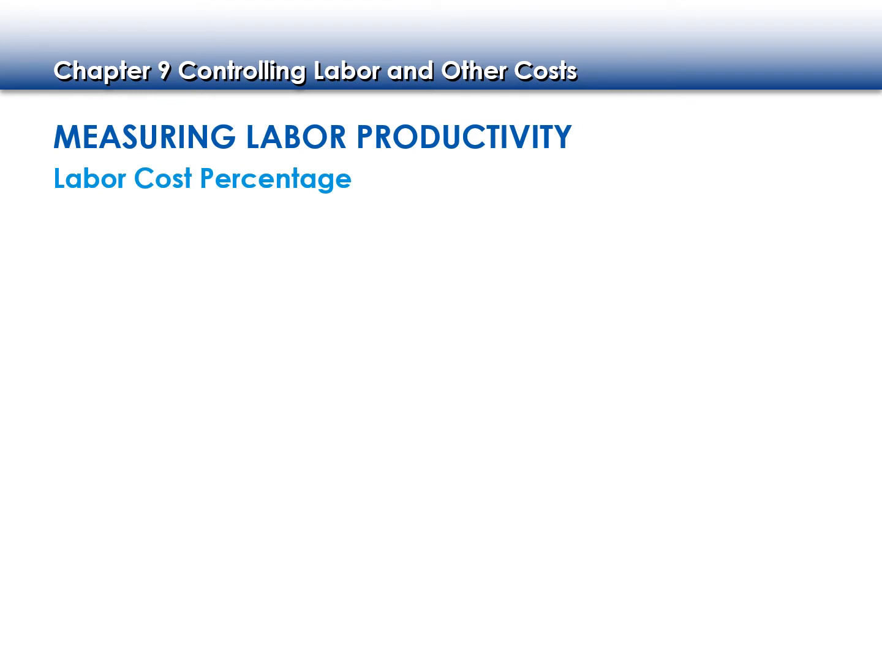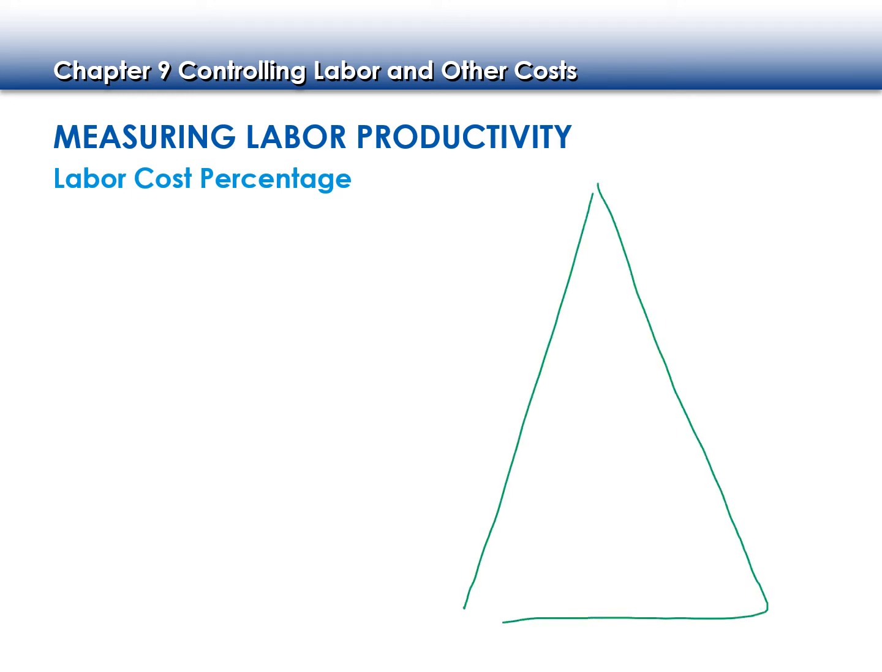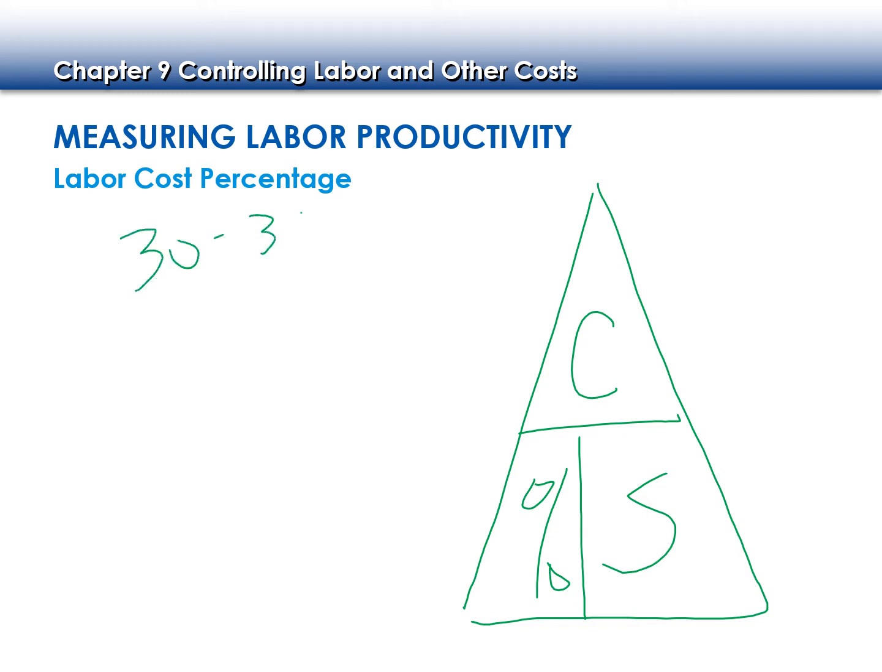So when we think about our productivity, remember we can use our labor cost percentage. So just like we have our pyramid for food cost and beverage cost, we can do the same thing: our labor cost, percentage, and our total sales volume. Okay, so remember our labor cost is going to be anywhere between 30 to 35%. We want to keep it as low as possible. The lower we can keep it, the more profit we're going to get.